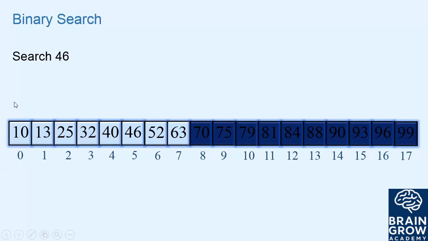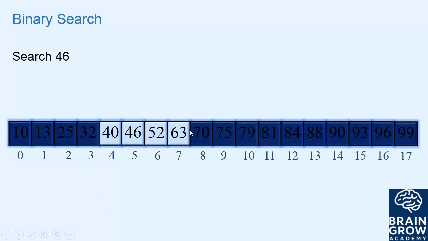Now for this subarray, this is the middle element. This is not equal to 46. So we have to continue searching in this left half or this right half. Now 46 is greater than 32. So it has to be present in the right half only. So we continue searching in this right half and we ignore this middle element and the left half from further consideration.